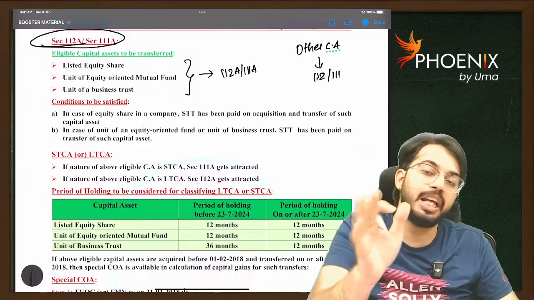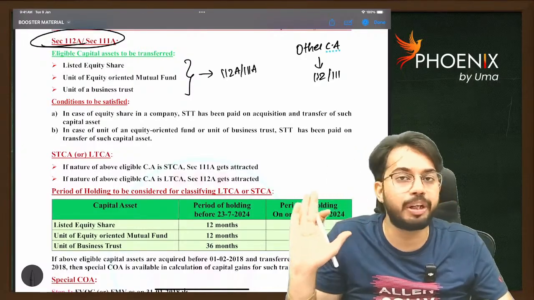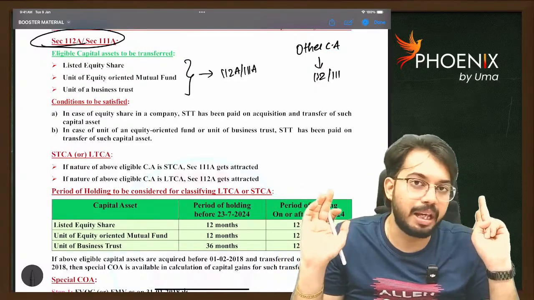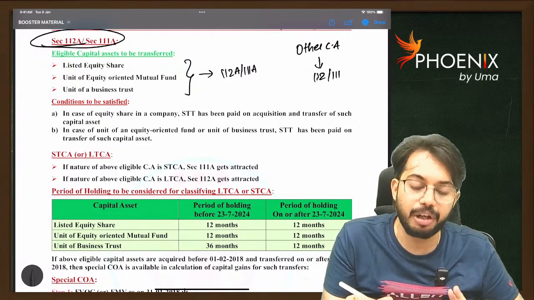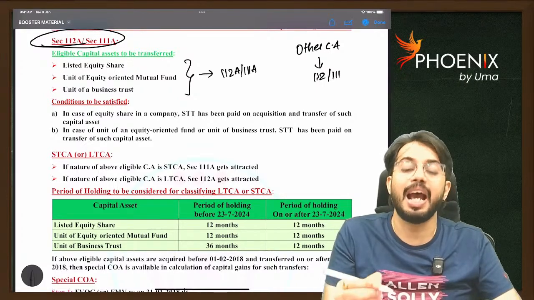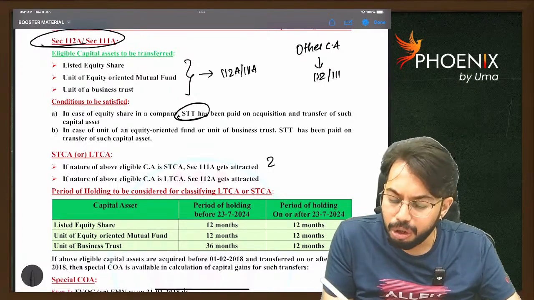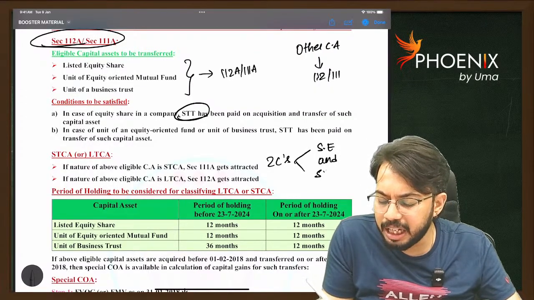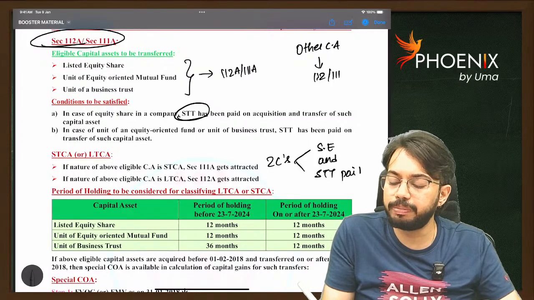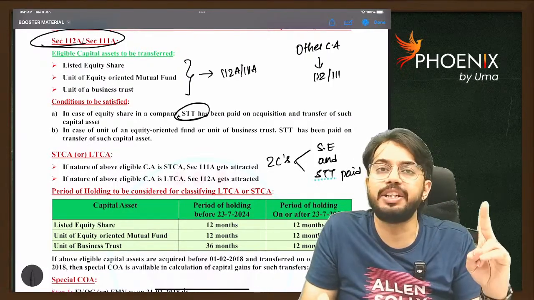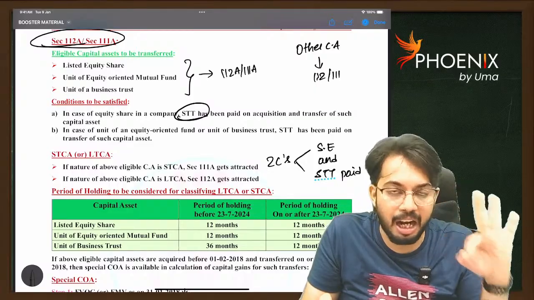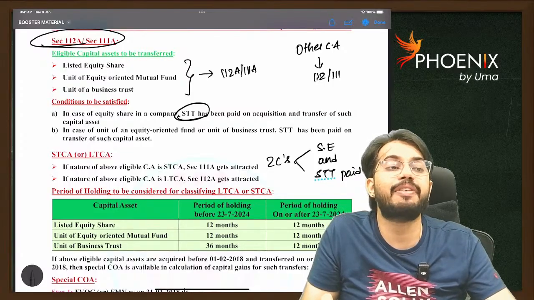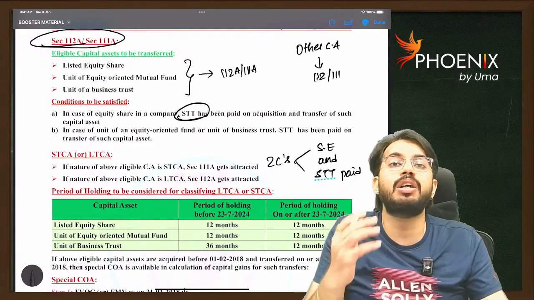On transfer of listed equity shares, units of equity oriented mutual fund, or units of business trust, two conditions are required to be satisfied. They must be transferred through a stock exchange, and STT is required to be paid. So three capital assets, two conditions. If any one of the three capital assets is transferred, and if both conditions are satisfied, then only section 112A or 111A gets attracted. What are both the conditions?